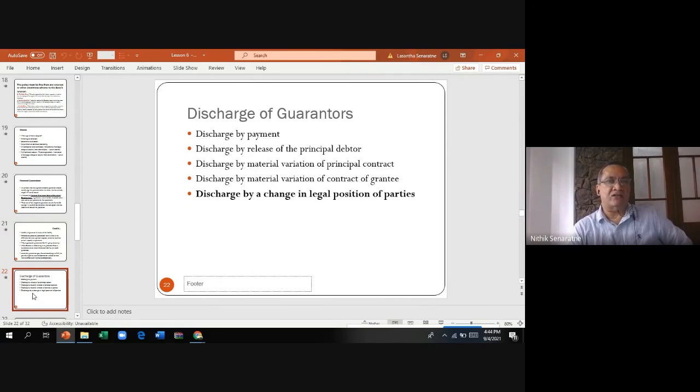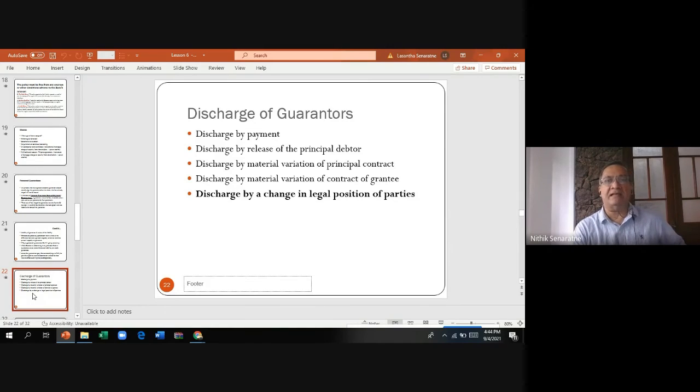Now, discharge of guarantees. Discharge by payment. This is the point that you were asking. Discharge by release of principal debtor. If I feel you're not required, I can release you. Discharge by material variation of the principal's contract. If there's a change in the contract, I can release you. Discharge by material variation of the contract of guarantee. If there's a change in the guarantee bond, I can release you.